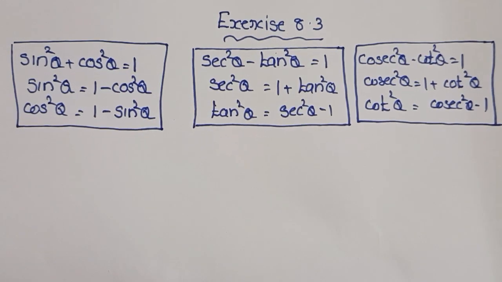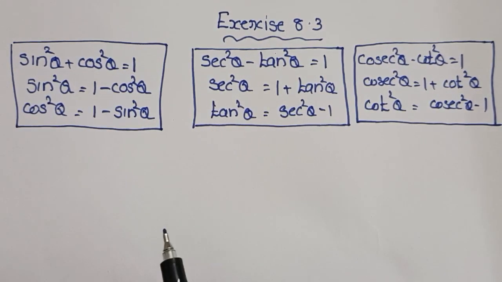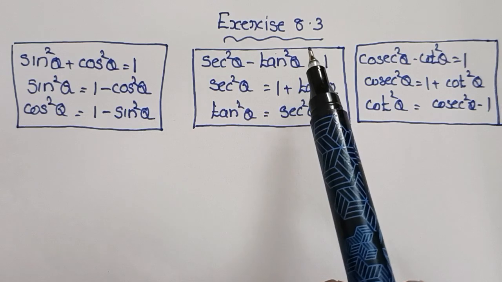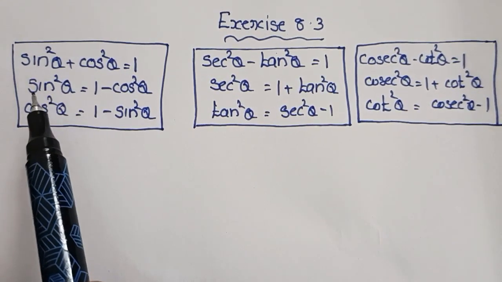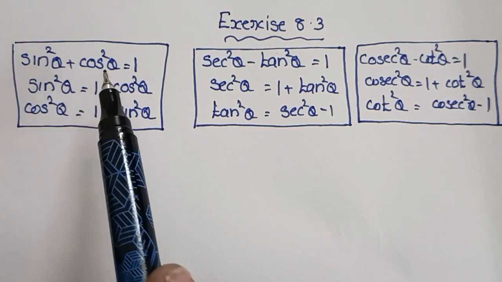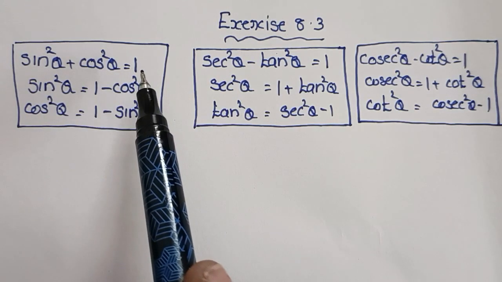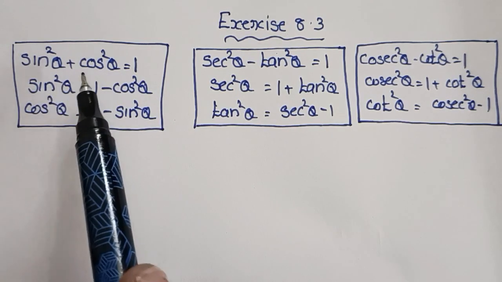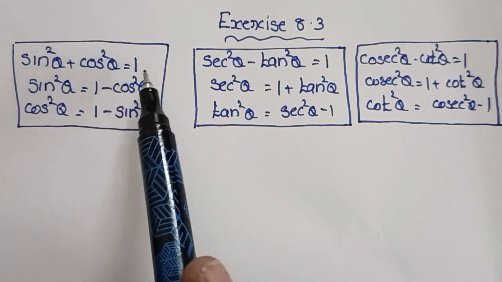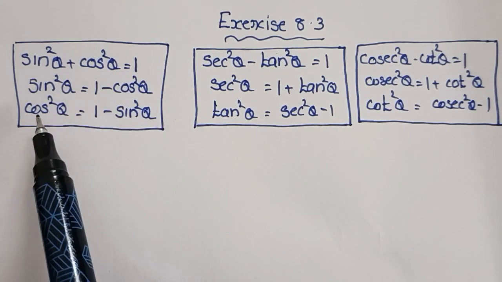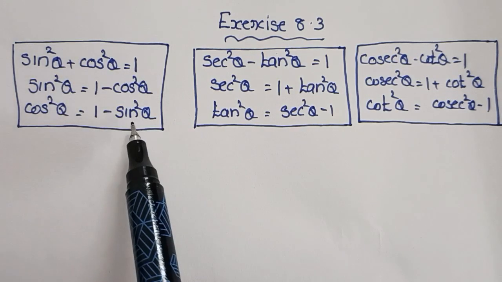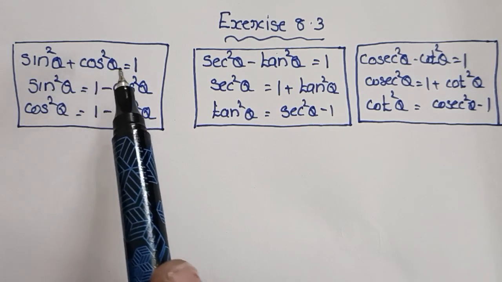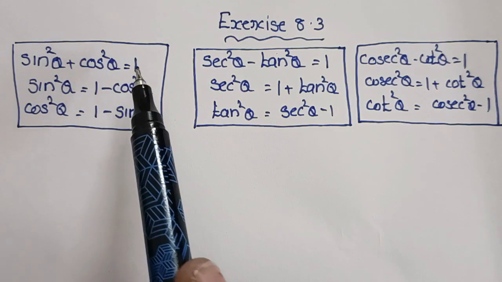Hello students, today we are going to study exercise 8.3. First we have to study some important identities, that is sin square theta plus cos square theta equal to 1. From that we get sin square theta equal to 1 minus cos square theta and cos square theta equal to 1 minus sin square theta. Okay, sin square plus cos square equal to 1, that is the first identity.